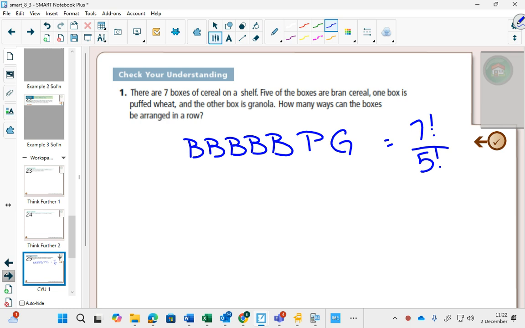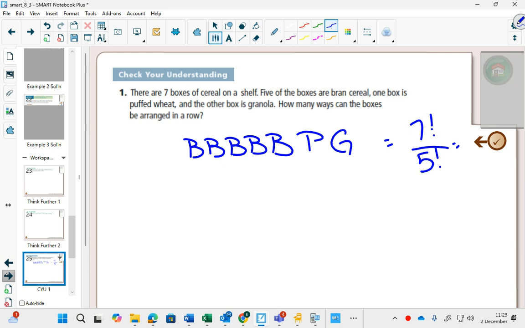Now we're assuming in this question that all the bran cereal is the same. It's not like you have a big box of bran cereal, and then Kellogg's brand, and Post brand, and No Name brand, and President's Choice. You could technically have different kinds, right? But in this case, we're assuming that those boxes are all the same. So then you do 7 factorial divided by 5 factorial. Can you do this mental math in your head? What is the answer?